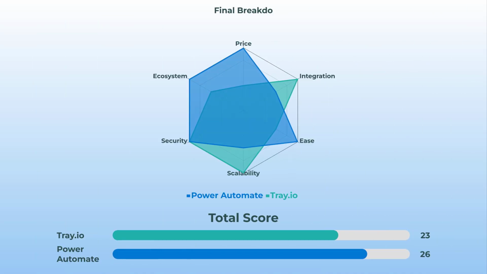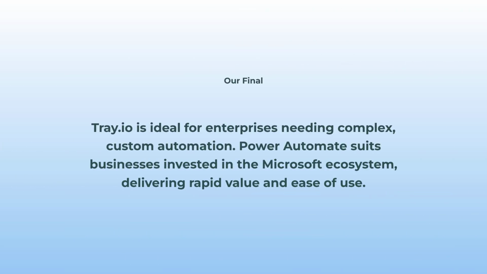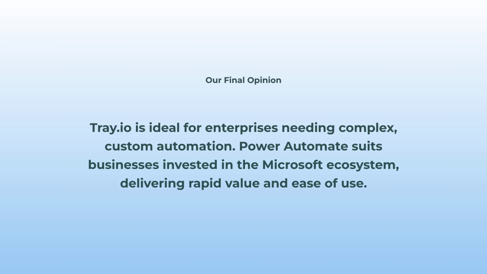So let's lay it all out visually. You can see both of these tools have their strong points. Tray.io really overperforms where it counts for larger custom automation builds, while Power Automate racks up wins when it comes to price, user friendliness, and deep integration with the Microsoft world. If you're an enterprise, or you've got some really niche automation needs, Tray.io is probably the beast you're looking for.